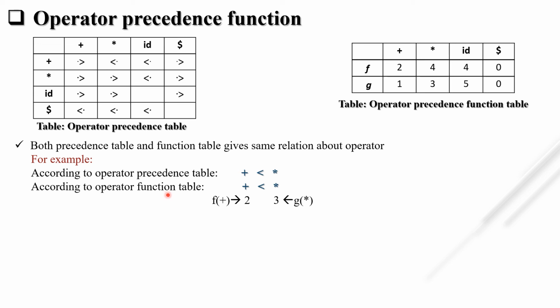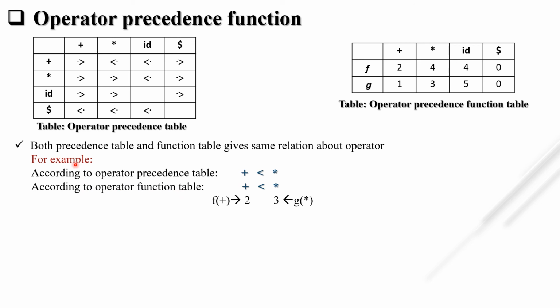According to the operator function table, if plus is on the left hand side, the left side is considered as the f function and the right side as the g function. What is f of plus? f of plus is 2. And what is g of star? g of star is 3. So what is the relation here? This one, because 3 is greater than 2. So you can see that both the precedence table and the function table give the same relation.